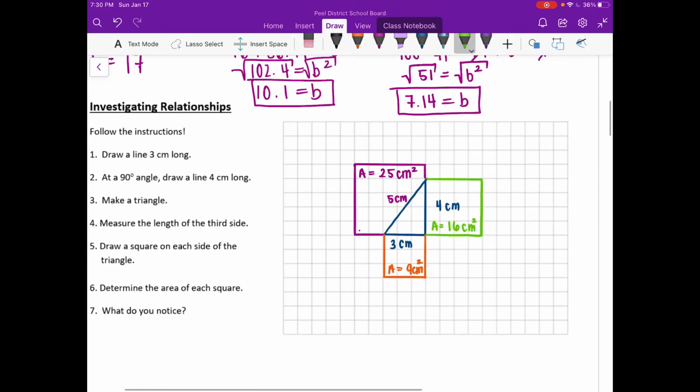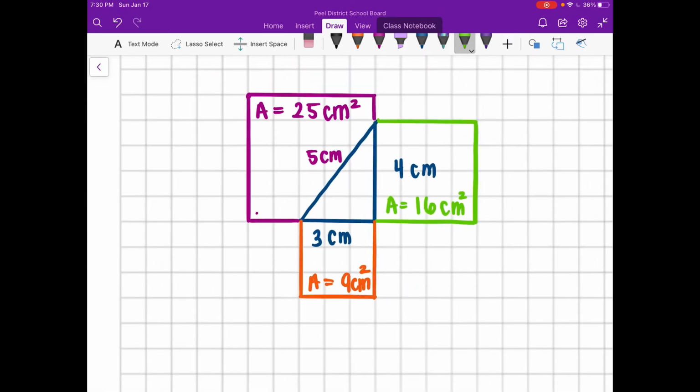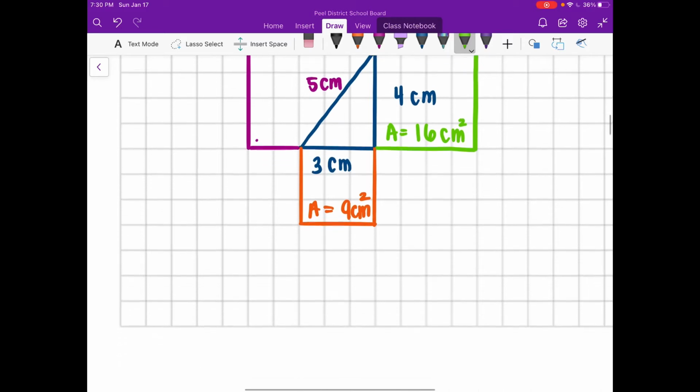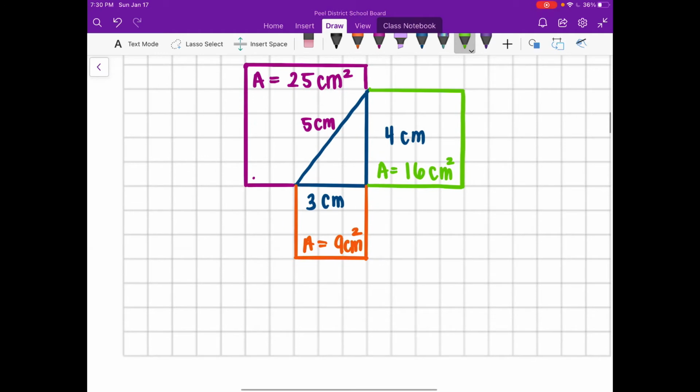So it says, what do you notice, right? So we have 9 centimeters squared, 16 centimeters squared, and 25 centimeters squared, right? What do you notice about these squares? And it still might be, okay, I'm not really sure what I'm trying to find here, but let's figure out a little bit of a formula, right? So I just want you to realize that we have 16 centimeters squared, 9 centimeters squared, and 25 centimeters squared.